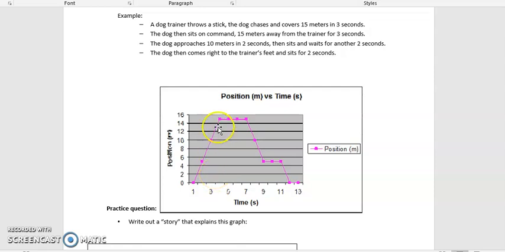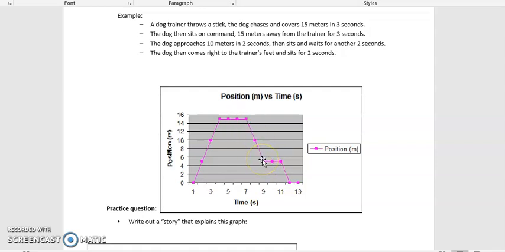Okay. It then says a dog sits on command 15 meters away and waits for the trainer for 3 seconds. So we know this position isn't changing, so we count 1, 2, 3 seconds, and we stayed at 15 meters, so you would draw the straight line across. It then says the dog approaches 10 meters in 2 seconds, so we knew that the dog ran away and then came back, so we go from 15 meters to 5 meters because that's a 10-meter difference.